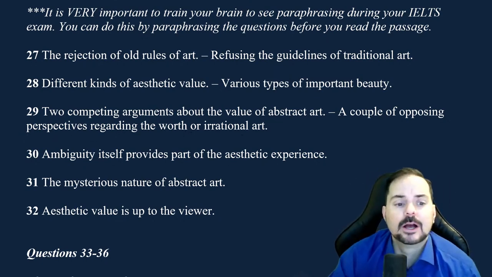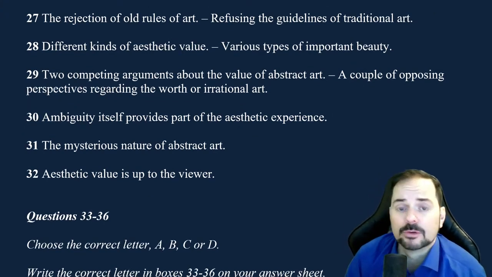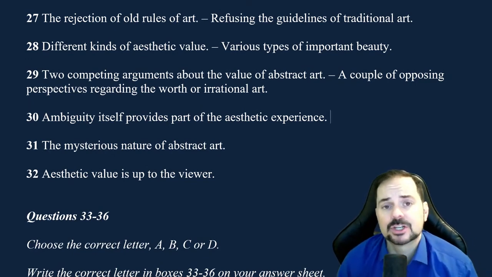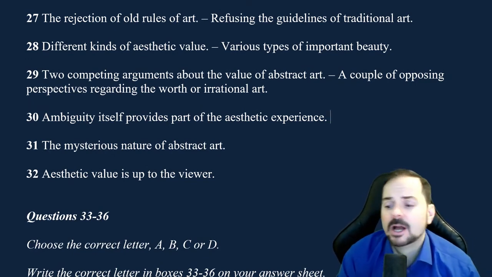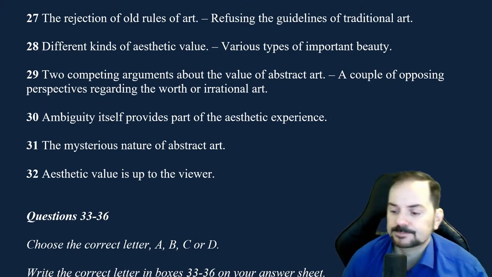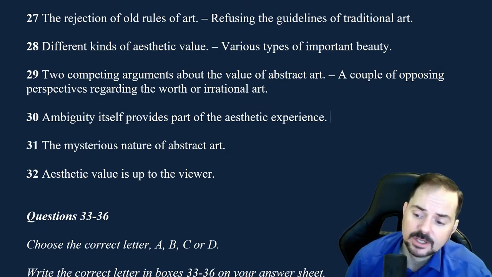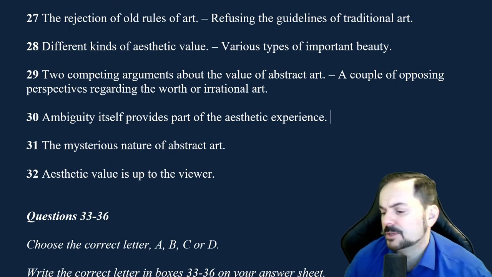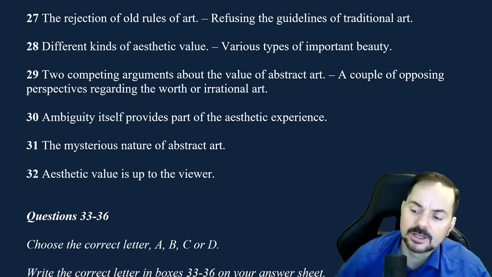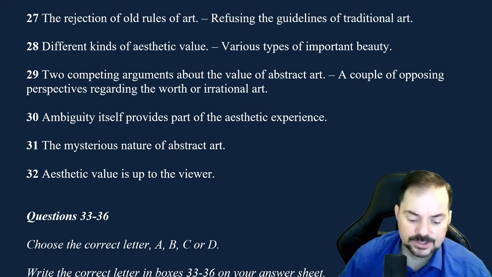All right. Ambiguity itself provides part of the aesthetic experience. Ambiguity, if you don't know the word, look it up in the dictionary. This is how you learn, right? What's another way to say ambiguity? There's a very common way to say it. Okay, Chayani, that's a good paraphrase. Caleb says ambiguity means irrelevant. No, there's a better word for that, Caleb, than irrelevant. That's right, Andrew. It's uncertainty.